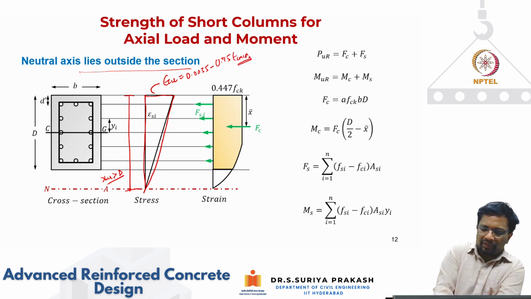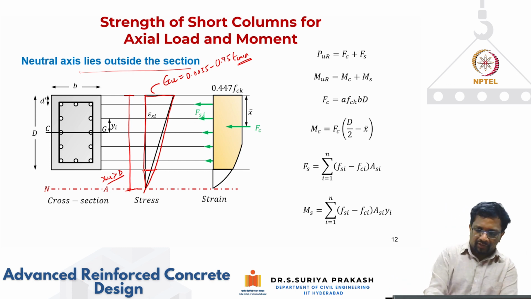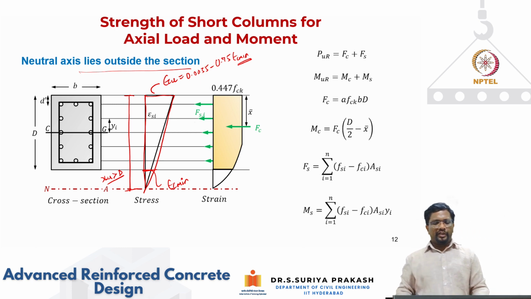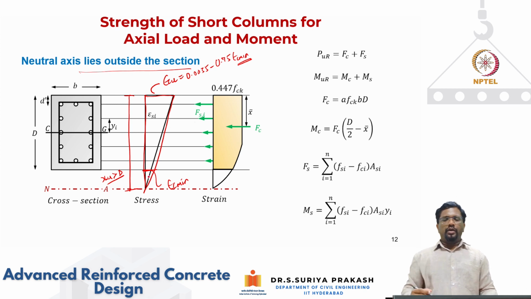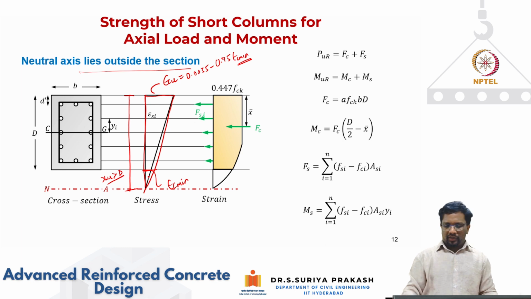What is epsilon C minimum? Epsilon C minimum is the strain in the least compressed edge. Okay, so at this location, whatever the strain that is there, that is your epsilon C minimum. Okay, so you can find that once your Xu is fixed, and you can find out this strain distribution. So that we have found using similar triangles as we have discussed in the previous part of the module.